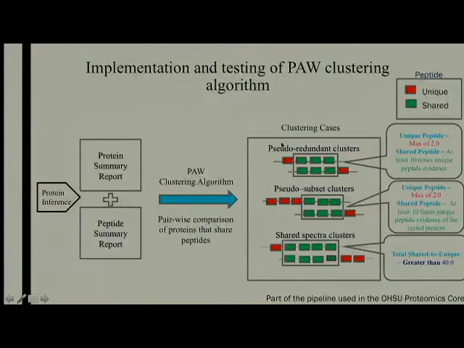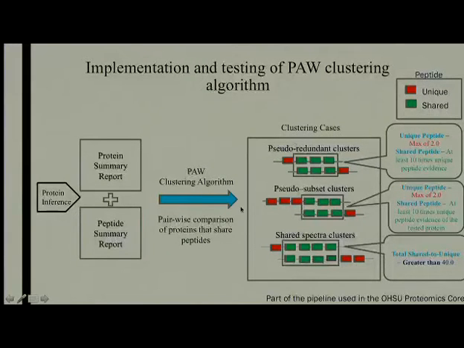So in pseudo-redundant clusters, by the way, the red boxes here indicate unique peptides, and the green boxes are the shared peptides. In pseudo-redundant clusters, if the two proteins have low unique peptide evidence, a maximum of two spectral counts, but their shared peptide spectral counts is at least 10 times the unique peptide, then the two proteins are clustered together as pseudo-redundant clusters. Again, the logic here is that if this unique peptide evidence had not existed, then the two proteins would have been considered an indistinguishable protein group based on the basic parsimony logic.